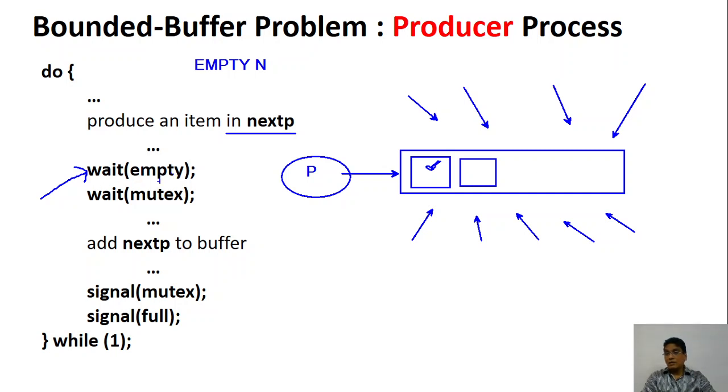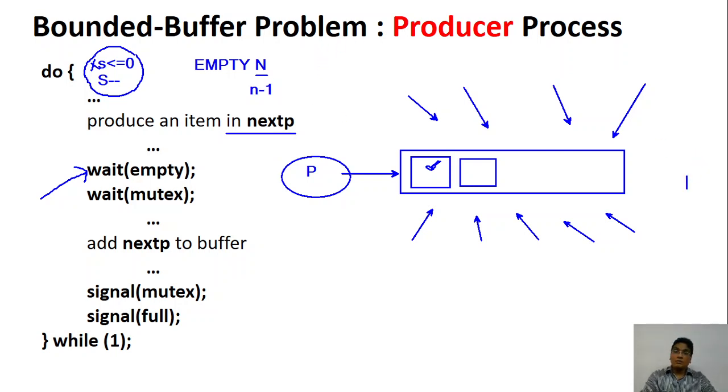When you call wait on empty, what will happen? Let's recall what happens on the semaphore. If the value of s is not less than or equal to 0, then you reduce the value of s. That is what you've seen in the semaphore. This n value is not less than or equal to 0. So when you call wait on empty, the n value will be reduced to n minus 1.